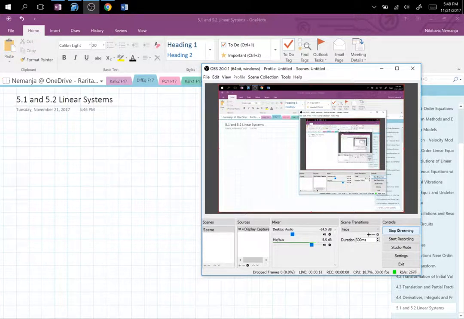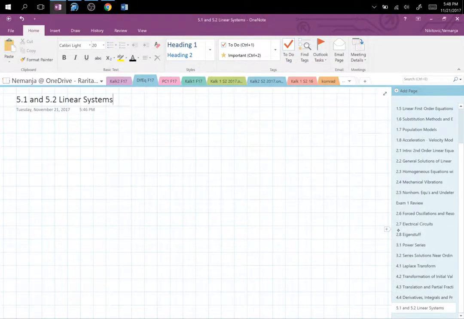Hello and welcome back to Differential Equations, sections 5.1 and 5.2. They tie together into this one story on linear systems. We are going to focus on the first order, peek into the second order a little bit. We're going to cover the method of elimination.